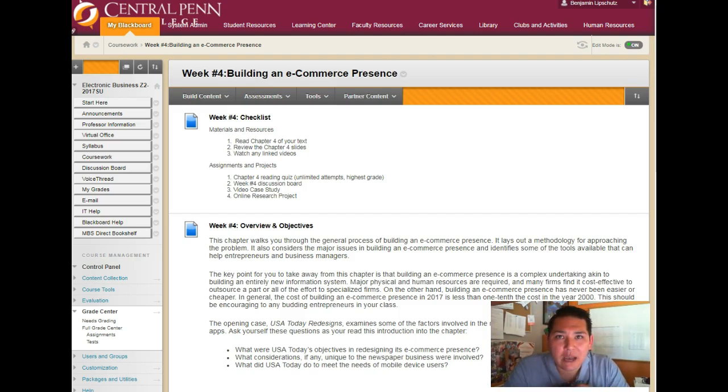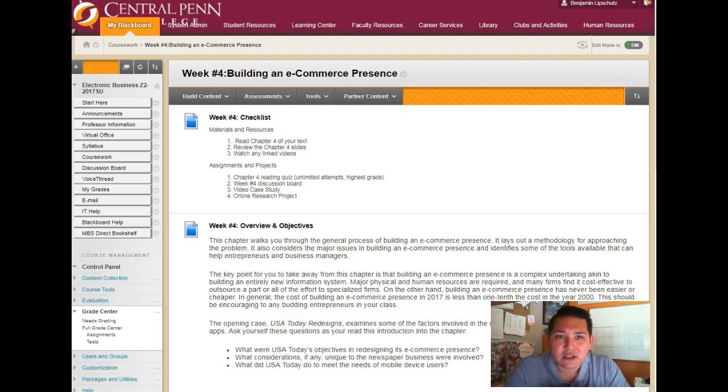As you go into the chapter, one of the first things you'll see is an opening case study called USA Today Redesigns. It examines some of the factors involved in the redesigning of USA Today's website and mobile apps. As you go through this opening case, there are some questions I'd like you to keep in the back of your mind and try to answer as they relate to the entirety of the chapter.